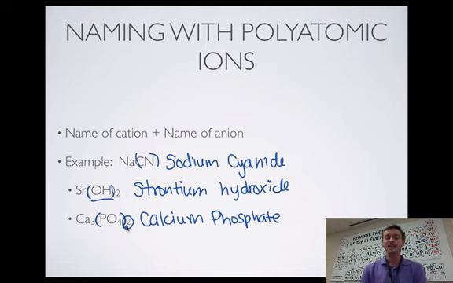Okay, so that's the end of this video. The next video is going to be writing chemical formulas for ionic compounds. So basically, you're going to be doing it in reverse. I would give you the name sodium cyanide, and you would write NaCN.